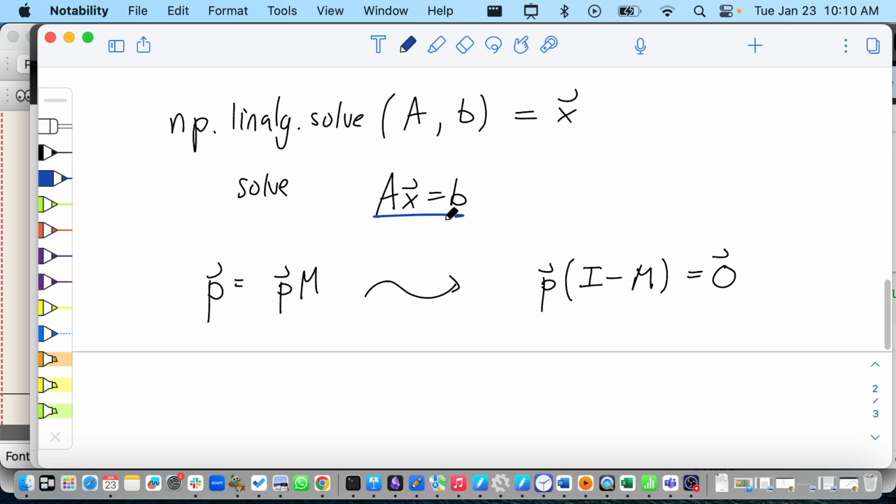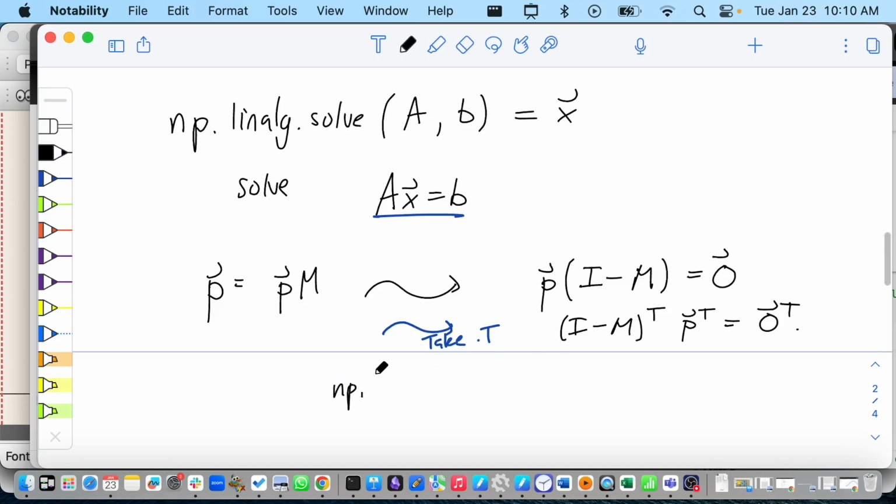Whenever you're working with computer algebra systems, they're always set up to work with column vectors. If you're working with row vectors, you got to tell the computer, please flip everything. And the way you can flip everything is by taking the transpose. If you do the transpose, you're going to get I minus m transpose times p transpose equals 0 transpose. And now it looks just like what we got over there. So what you should do is np.linalg.solve, and you should do I minus m transpose and 0. Okay, 0 transpose is still 0.